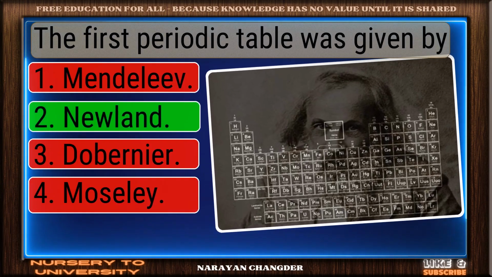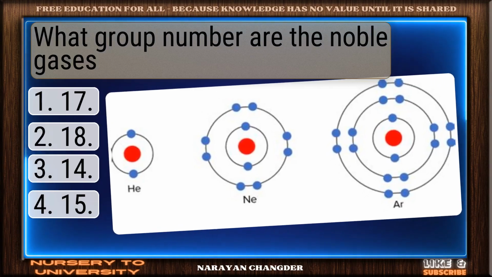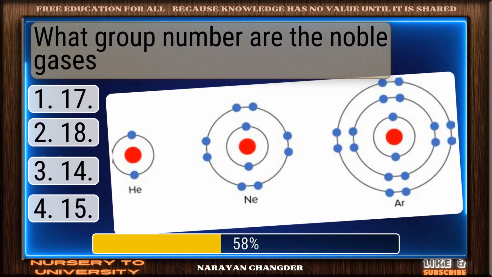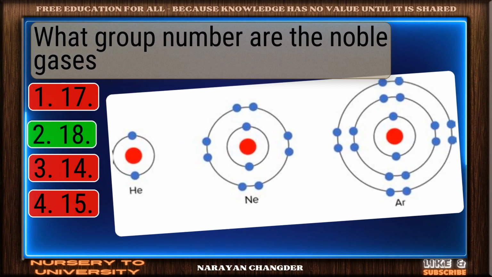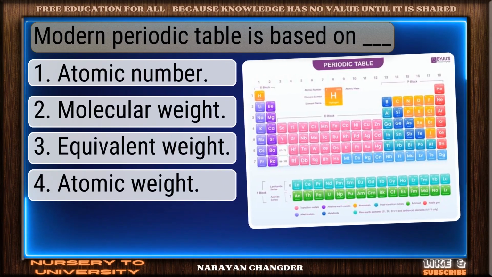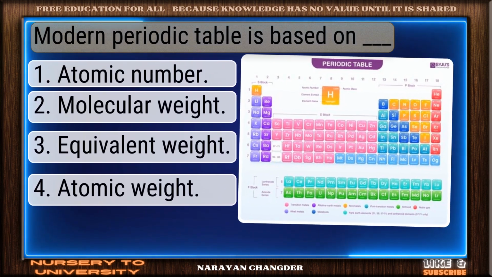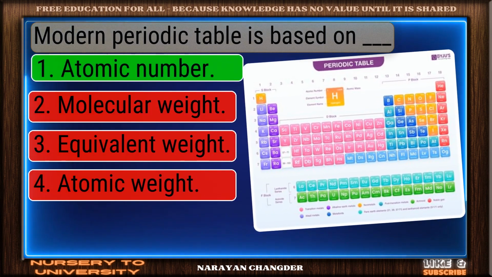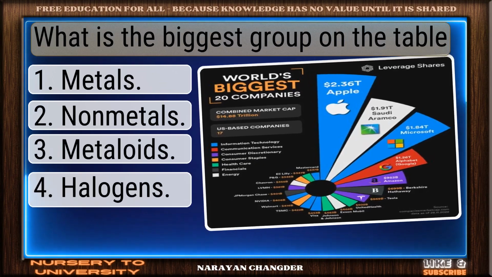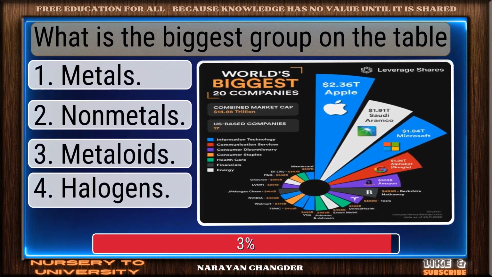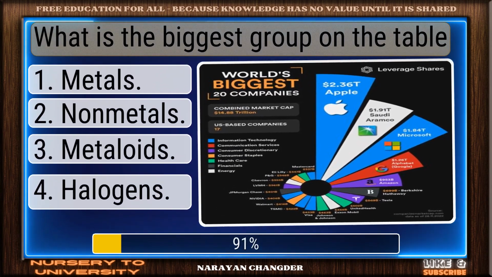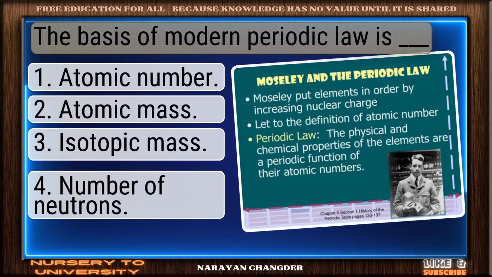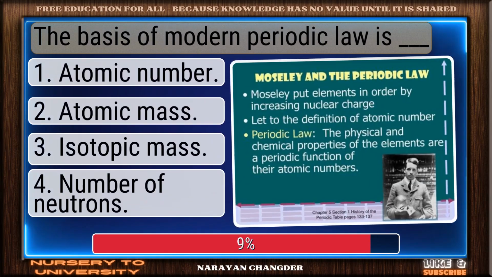Great thinking. Newlands is right. What group number are the noble gases? Smart pick. 18 is correct. Modern periodic table is based on dash. Correct. Atomic number is spot on. What is the biggest group on the table? Exactly. Metals make sense. The basis of modern periodic law is dash.